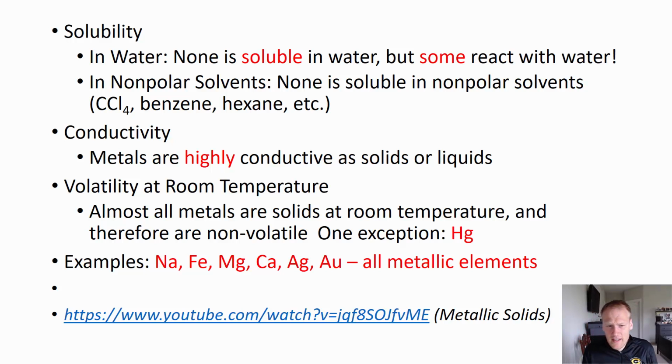And then volatility, obviously metals don't evaporate except for mercury, and that's what makes mercury dangerous. Mercury, the liquid, is not dangerous. It's when it vaporizes and then you inhale it, that's when we get problems. And that's why we don't have mercury in schools anymore and things like that. Under examples, we're just giving you examples of metals from the periodic table. Those are the ones that are going to make metallic bonds.